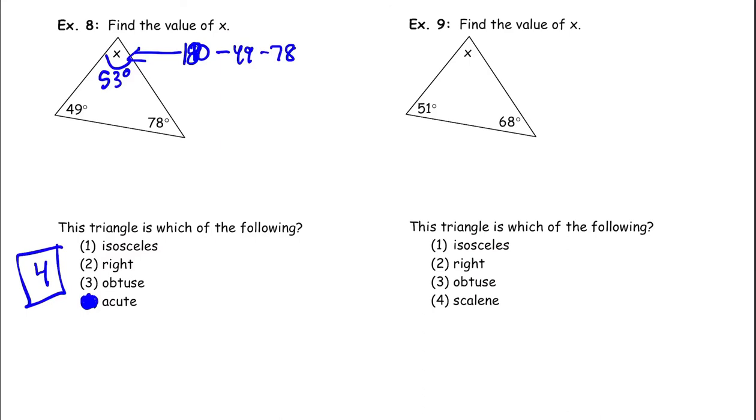And finally, example 9. Find the value of x. This is going to be 180 minus 51 minus 68. And you throw that into the calculator and you get 61. So what do I notice? Well, they're all acute angles. So acute, acute's not listed. They're also all different. None of them are the same. So if none of them are the same, that's what we call scalene. So it'll be that choice right there.